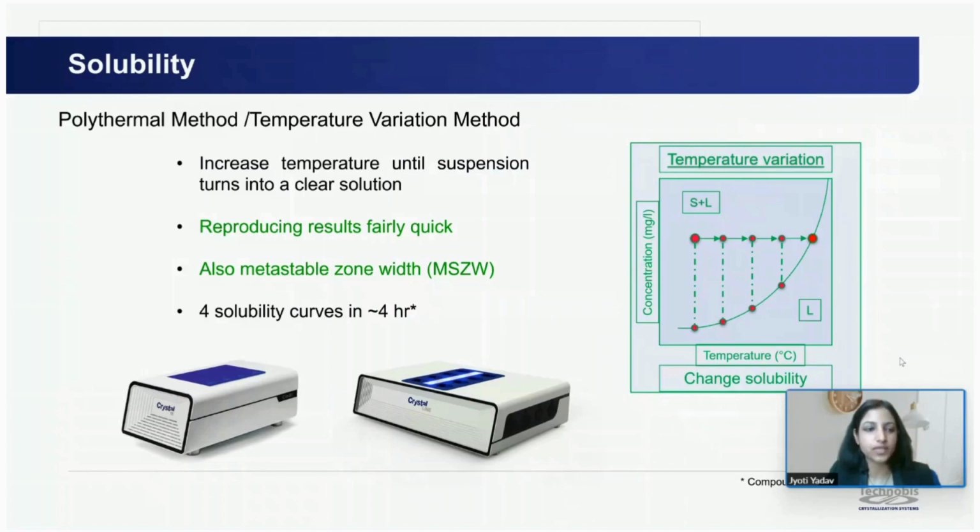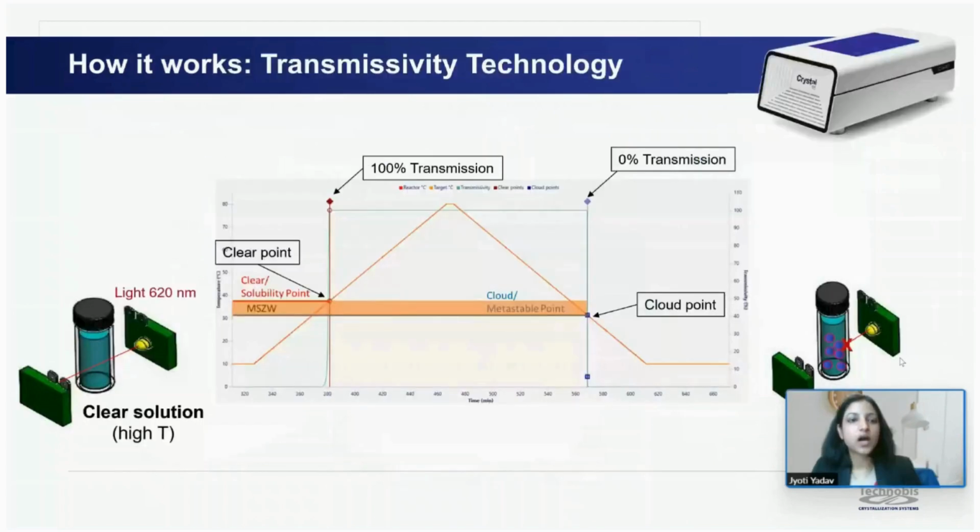So how does it work? It works on the transmissivity technology. The light is transmitted through the sample, and based on how much light is scattered, turbidity is measured. So the instrument measures the change in the transmissivity with the change in the temperature, which determines the clear and the cloud points. So the clear point is the temperature where the first 100% transmissivity is obtained, indicating the complete dissolution of the solute.